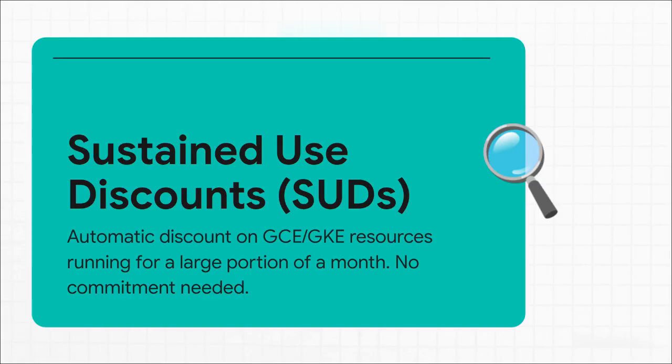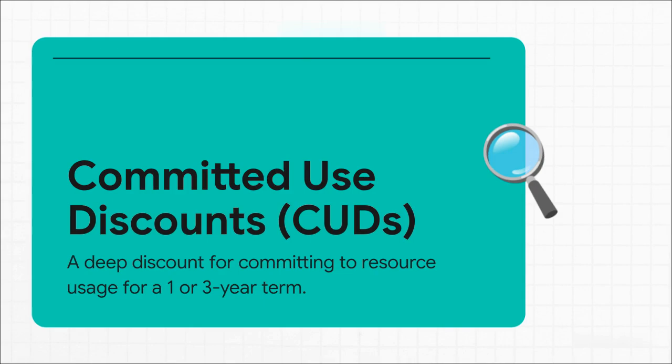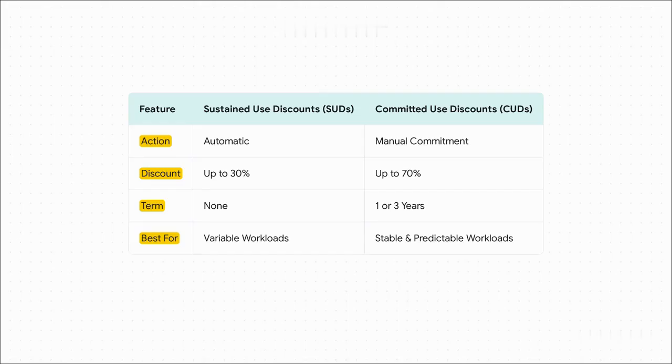It's a total no-brainer. But if you want to go for maximum savings, that's where committed use discounts, or CUDs, come in. Now, this is a strategic move. This is you going to Google and saying, look, I promise I'm going to use this much CPU and memory for the next 1 or 3 years. And in return, they give you a massive discount. We're talking up to 70% off. It's huge. So let's just break that down real quick. SUDs are automatic, flexible, no commitment, and you get up to 30% off. Pretty great. CUDs, on the other hand, you have to manually commit for 1 or 3 years, but that unlocks savings of up to 70%. So the choice really just boils down to one thing. How predictable is your workload?